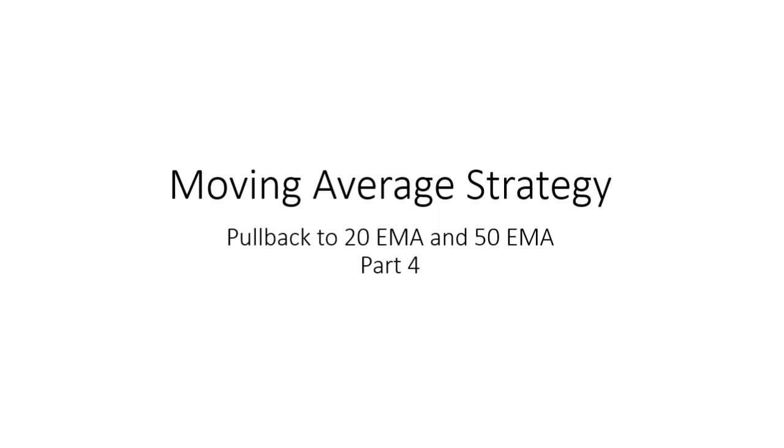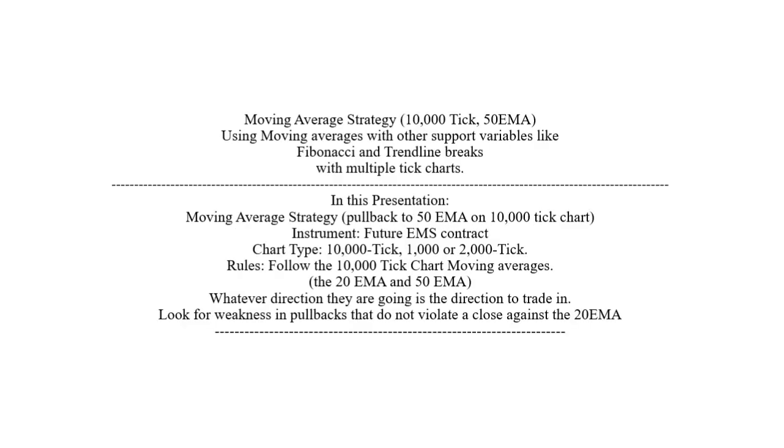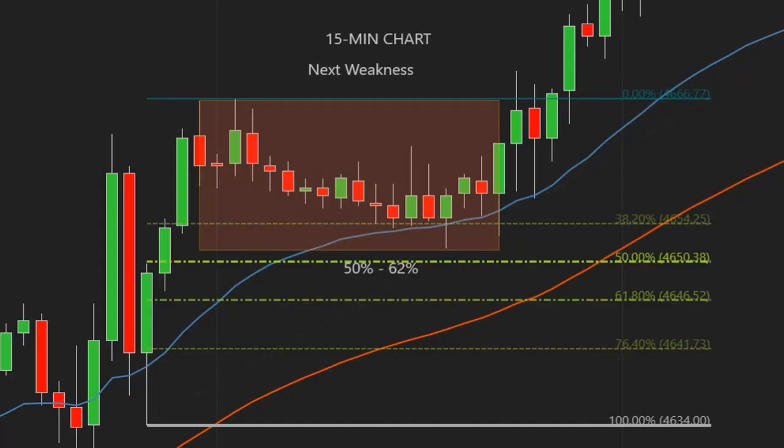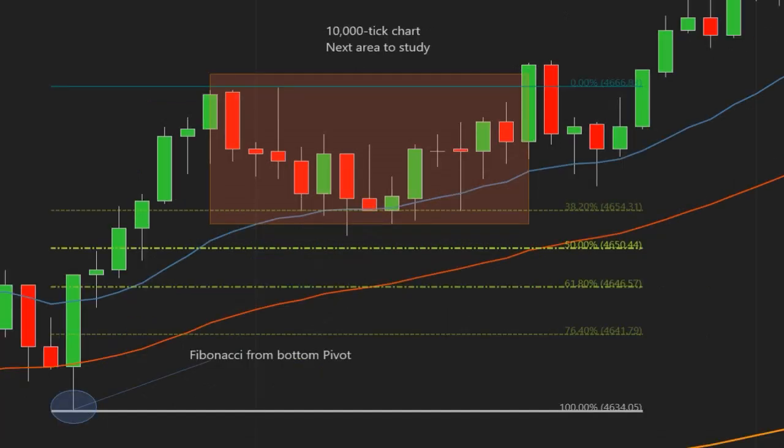You can see the rules to this strategy here. Pause it and look at it, and then we're going to move right into the sideways consolidation markets. So let's go. On the 15-minute chart, in this red box right here, this is the area we're going to look at because it is choppy and sideways. Now this is the 10,000 tick chart with the same exact area, and that's what it looks like.